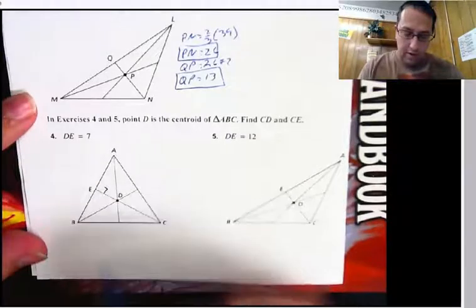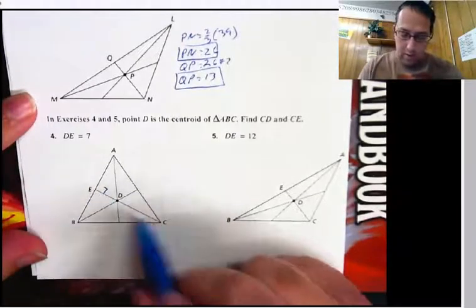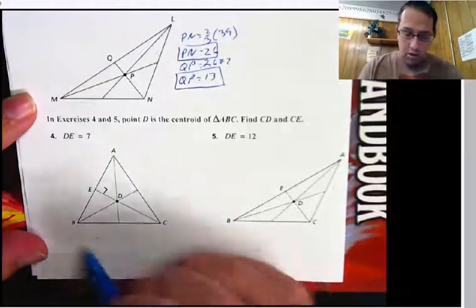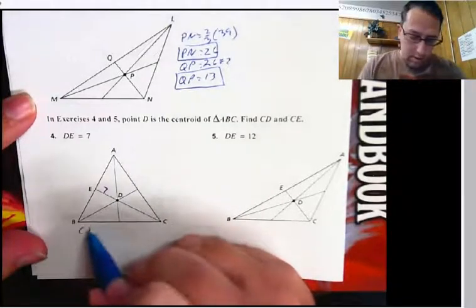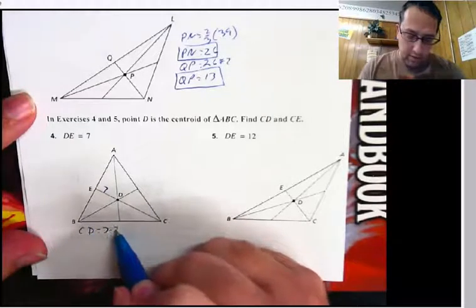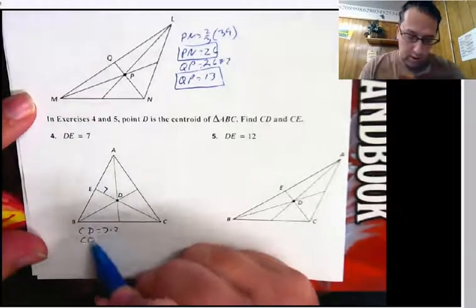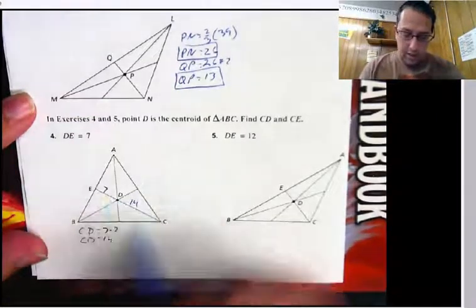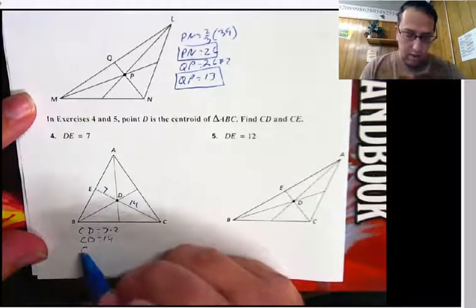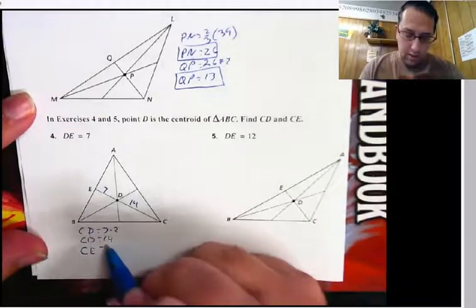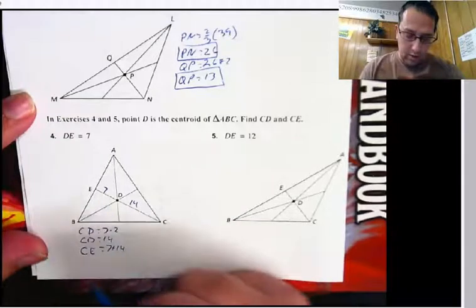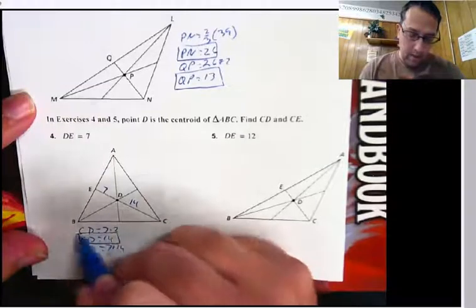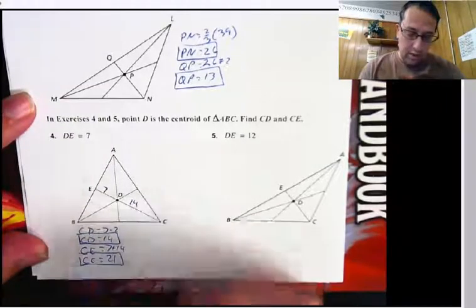So if this is 7, remember we said the vertex side is going to be twice the midpoint side. So CD is going to equal 7 times 2. So CD equals 14. And if this is 7 and that's 14, the whole thing, CE, is going to equal 7 plus 14, and so CE equals 21. And that's also pretty easy stuff.